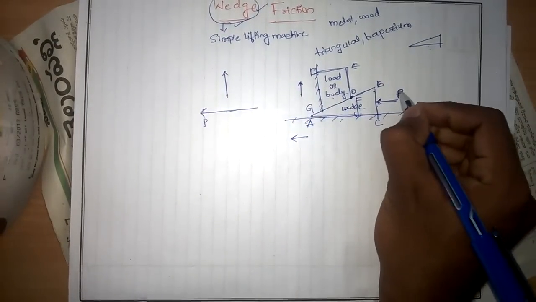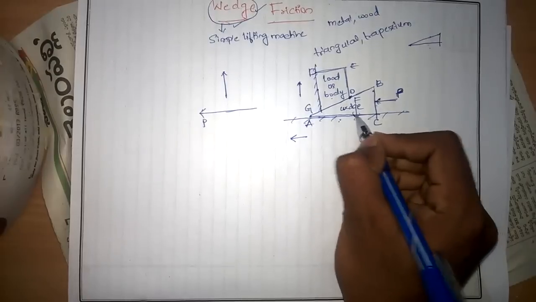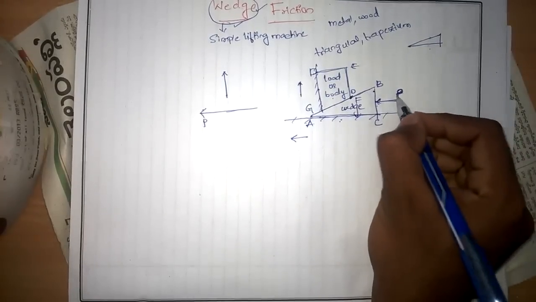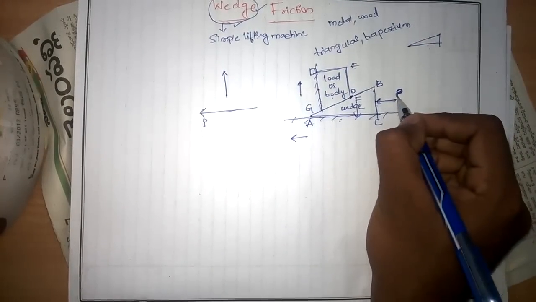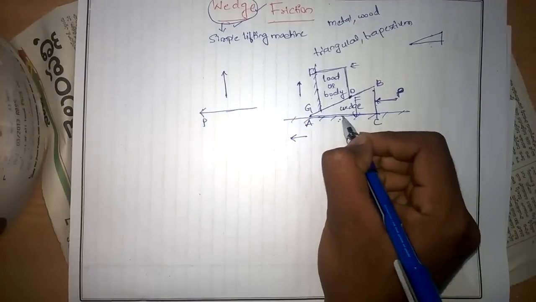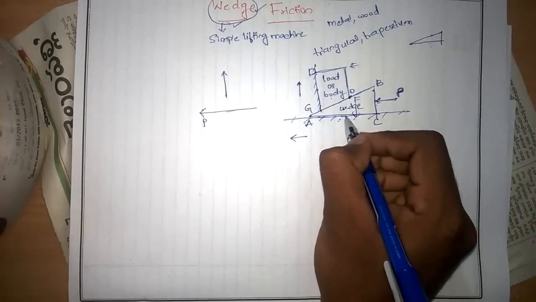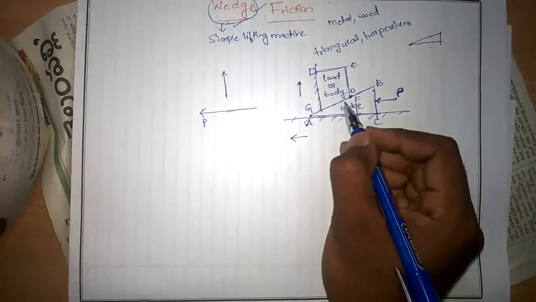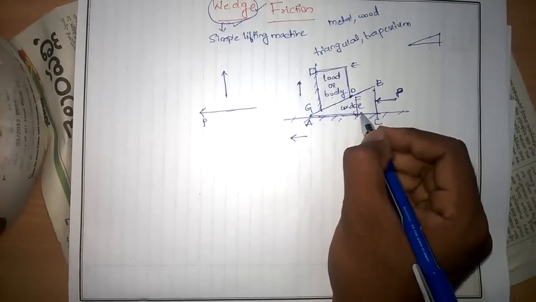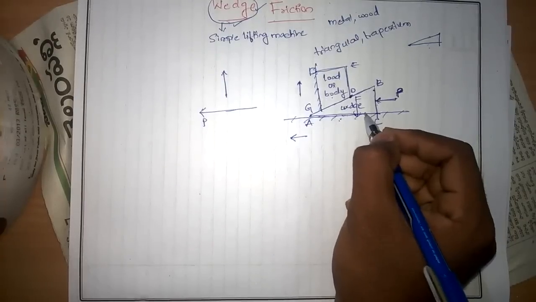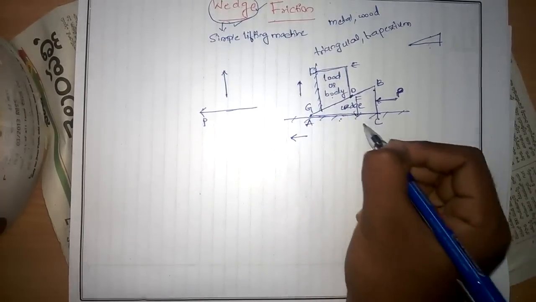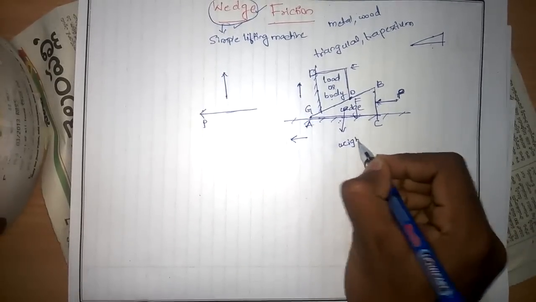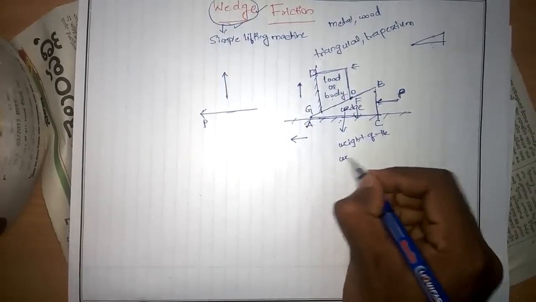If the P force is enough to move this wedge, then the wedge has the capacity to lift the load up. If a P force is necessary to move the wedge, it indicates that the wedge can lift the body. Why do we need to use a wedge instead of other machines? Because a wedge is a simple machine, and its weight is generally negligible.